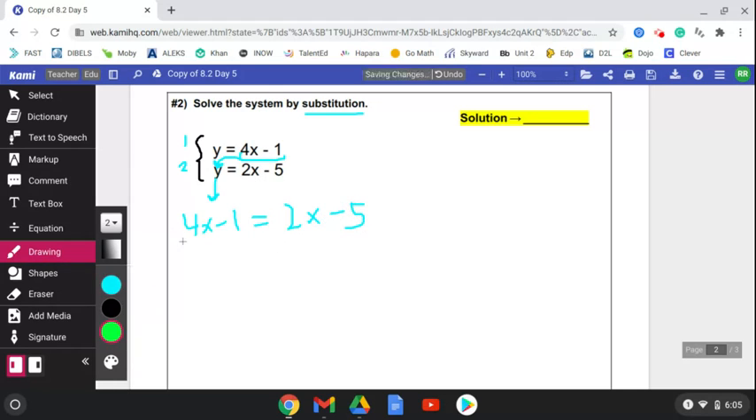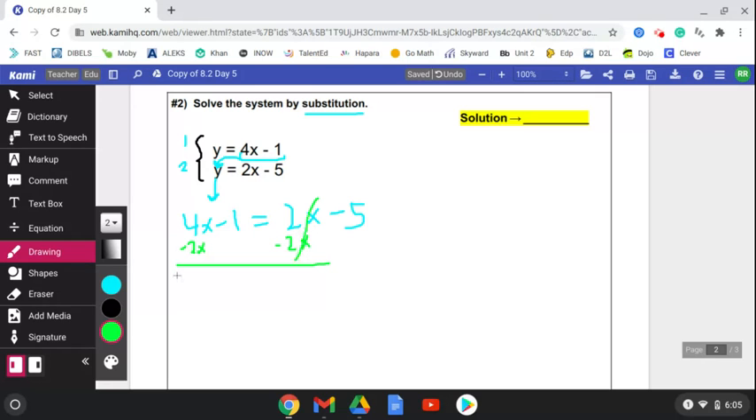Do you see how this 4x minus 1, that is what y is in the first equation, and this 2x minus 5, that's what y is in the second equation. So basically, you are setting the equations equal to each other because both sides are equal to y. So now you have an equation with the variable on both sides. You need to get the x on one side. So let's move the 2x to the left side. That way your x term will be positive.